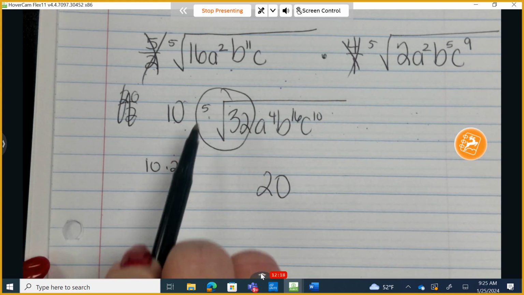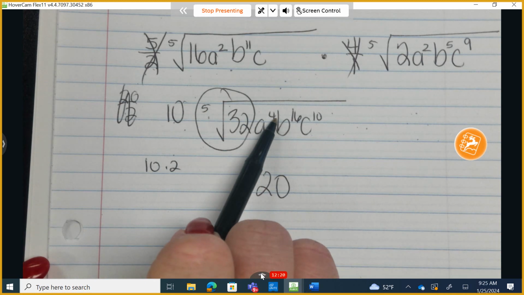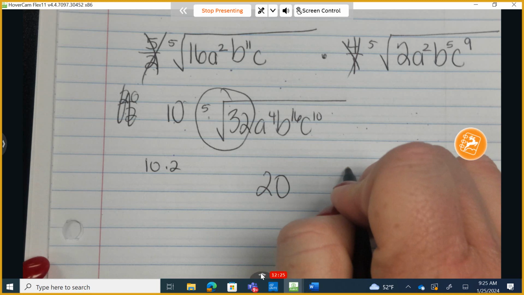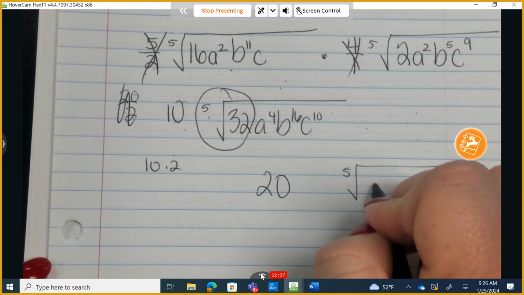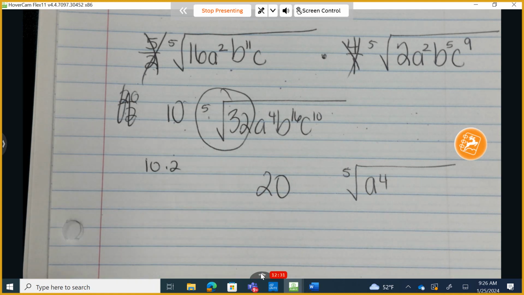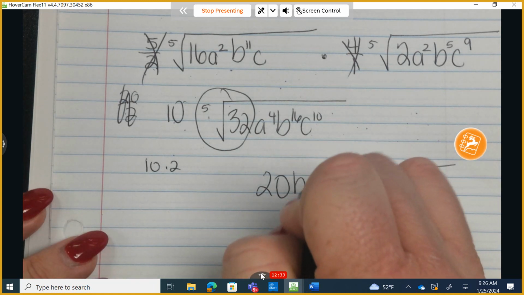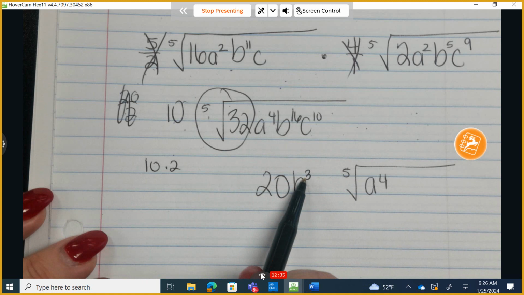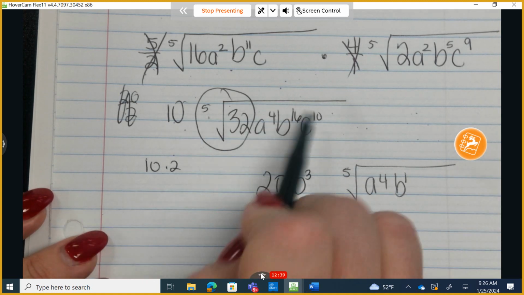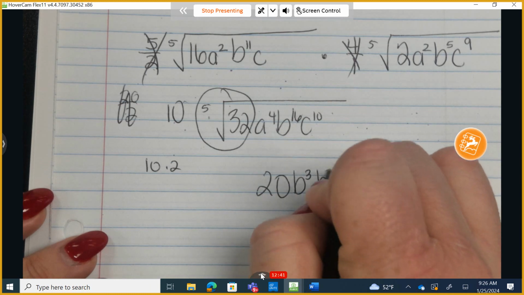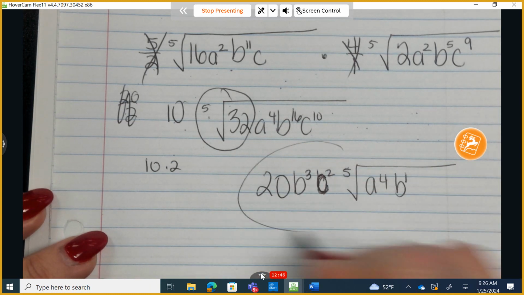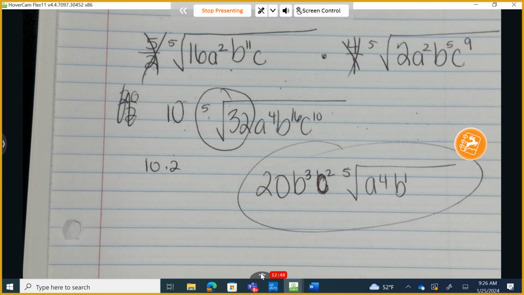Okay, now, how many groups of 5 can I take out of 4? I can't take any groups out. There's not even one full group of 5. So remaining inside, don't forget about the nth root, is 4. How many groups of 5 can I take out of 16? 3 full groups. I can take out 3 full groups, but 3 times 5 is 15. I still have 1 more remaining. How many groups of 5 can I take out of 10? 2 groups. Oh, sorry, this should have been a C. That should have been a C. 2 groups. This is my final answer.